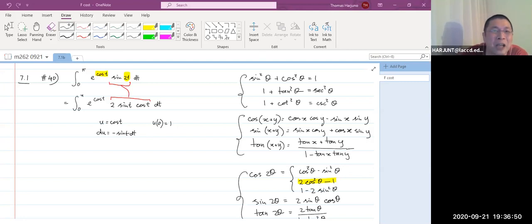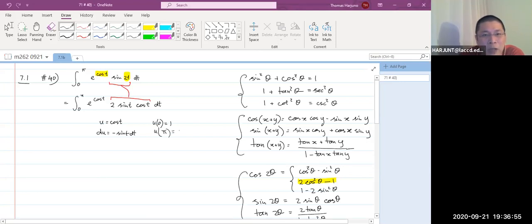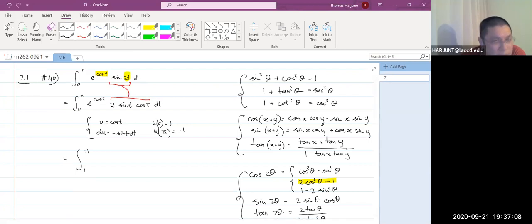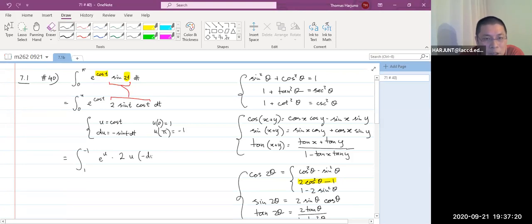Okay? Anyway, coming back here, so when u equals pi, cosine pi is -1. Then this becomes integral from 1 to -1. Remember, once you do substitution, the limit of integration should also change at the same time. Okay, this is e to the u times 2u negative du.